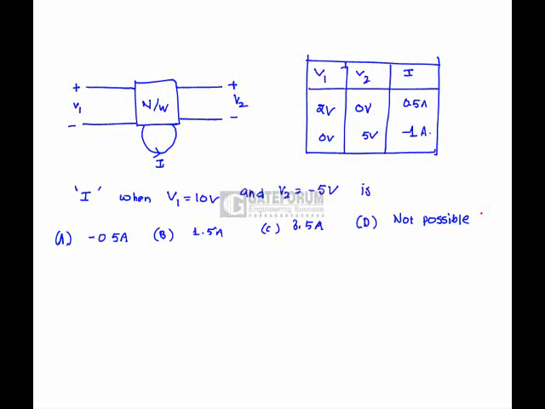For a given network, the voltage as well as the current is given in the table. We have to find the current when V1 equals 10 volts and V2 equals minus 5 volts. Now V2 equals 0 whenever the output node is shorted. Then the resulting current, because of input voltage V1, that is 2 volts, is 0.5.